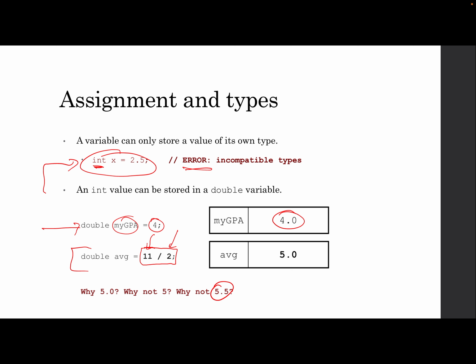You don't get 5.5. So only after that value's been computed does Java then take it and convert it into a double. So what Java is actually doing is saying, take this statement and turn it into this. So double average is equal to 5. And then it's taking this 5 and turning it into 5.0.